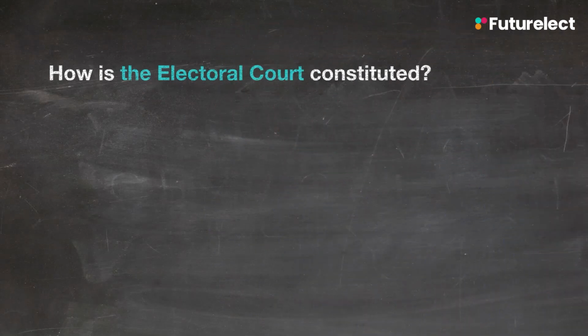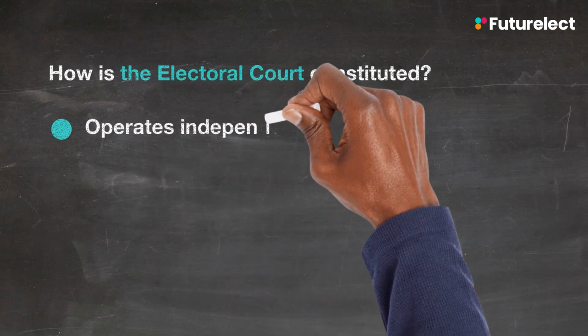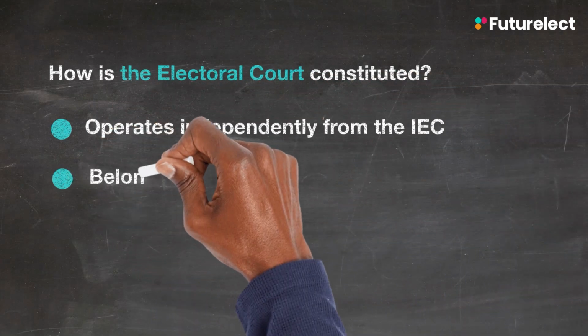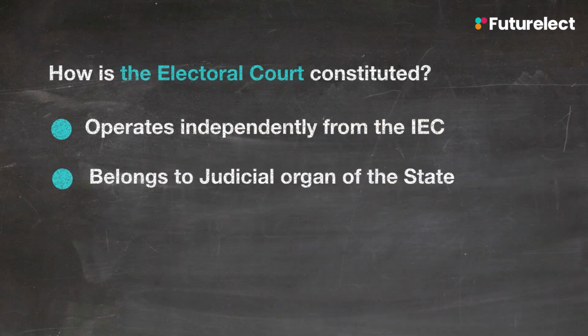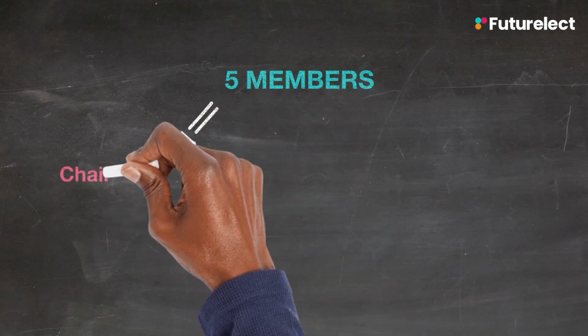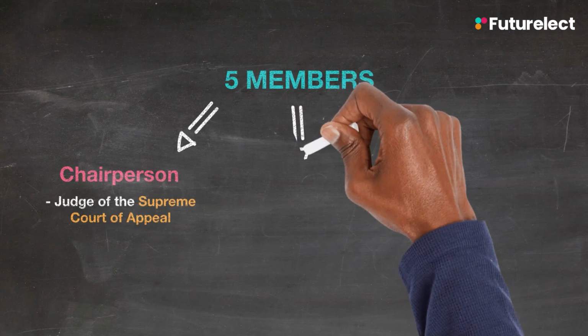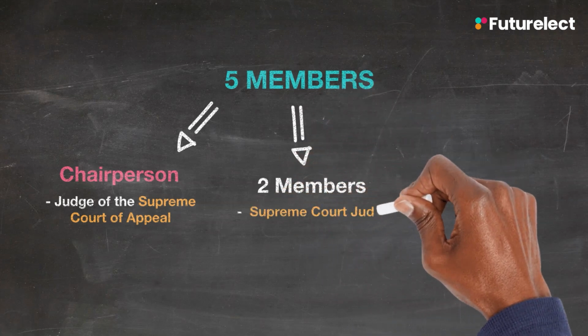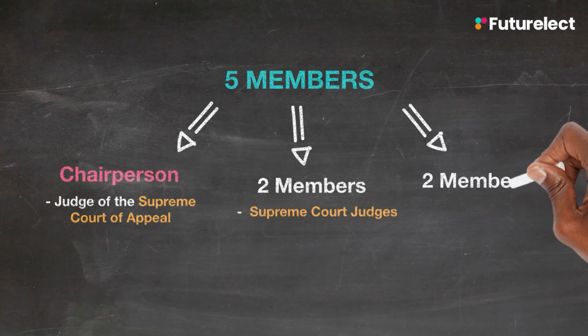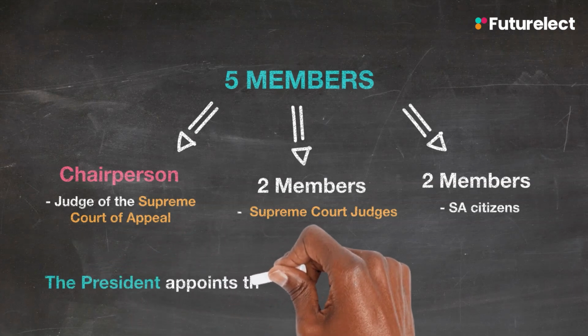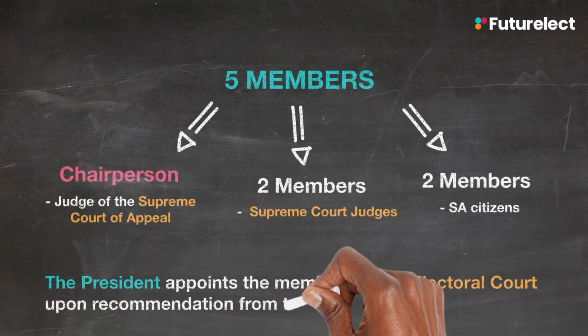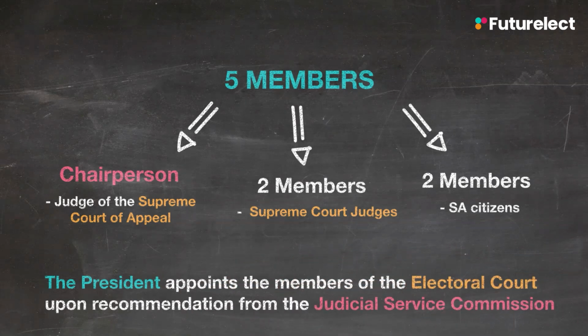And why does its composition matter? The Electoral Court operates independently from the IEC. It belongs to the judicial organ of the state, which is responsible for ensuring that the other organs of state comply with the law. The court consists of 5 members, including the chairperson, who must be a judge of the Supreme Court of Appeal. 2 other members must be Supreme Court judges, and the remaining 2 members must be South African citizens who are not necessarily judges. The President appoints the members of the Electoral Court upon a recommendation from the Judicial Service Commission.